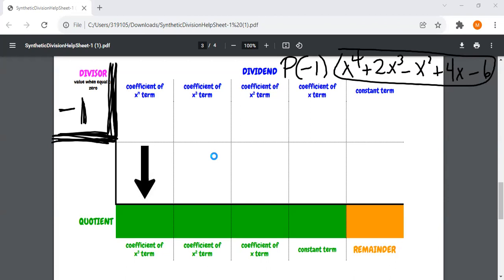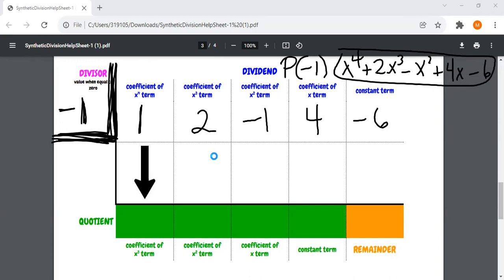So now I can go ahead and do this. Now I have an x to the 4th. So what's the coefficient of x to the 4th? What's the number next to x to the 4th? 1. Just 1. What about next to x cubed? 2. X squared? -1. Next to the regular x? 4. And the constant? -6. That's it. Now I just go ahead and do the same thing.